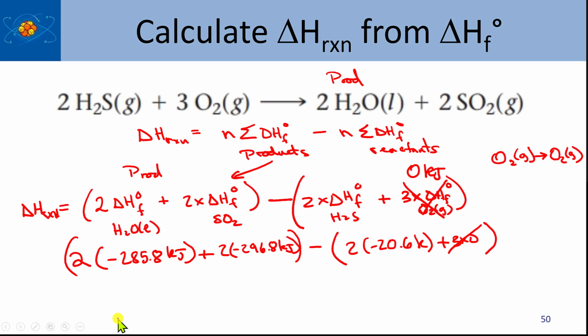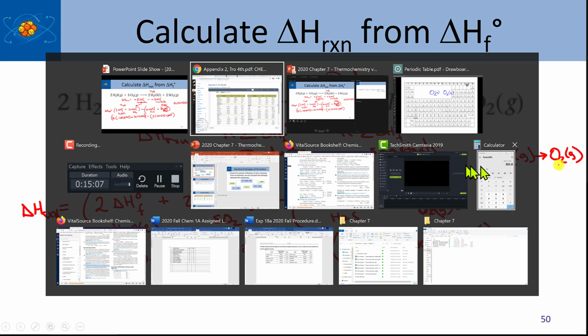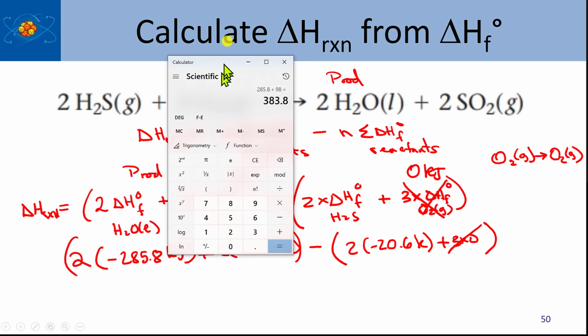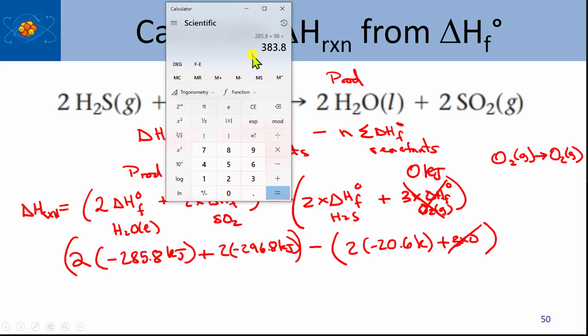So I'll pull out my handy dandy calculator and just type the numbers in. I'm doing this for a reason, because there's a common mistake that people make. So I'm going to go 2 times negative 285.8, plus 2 times negative 296.8. I'm going to hit equals. And that becomes negative 1,165.2.